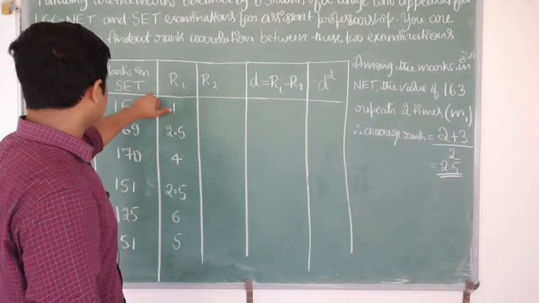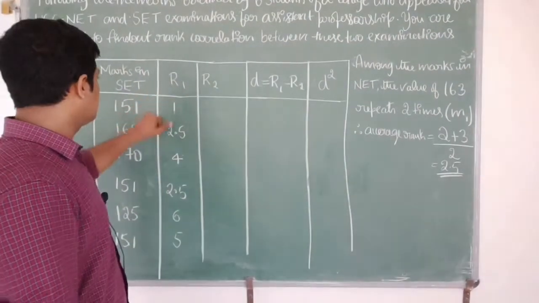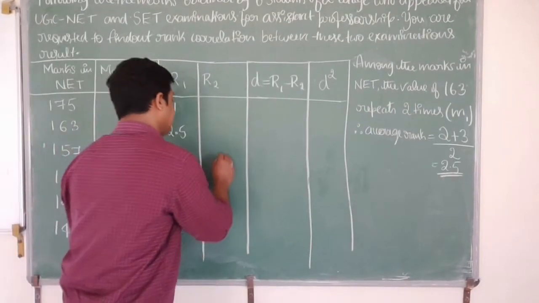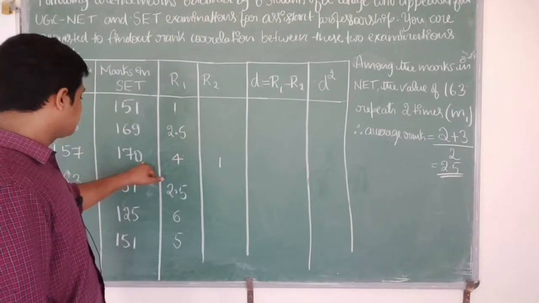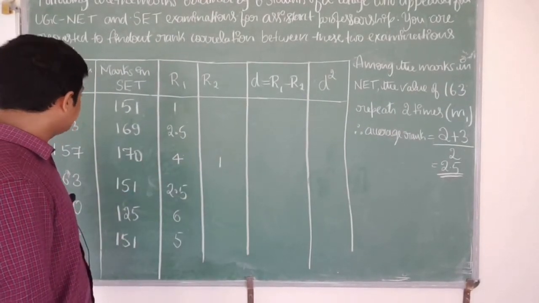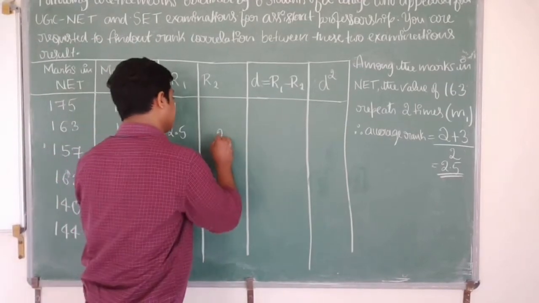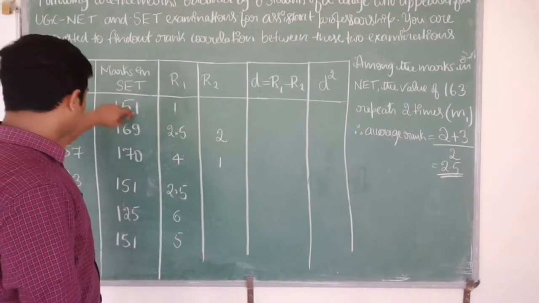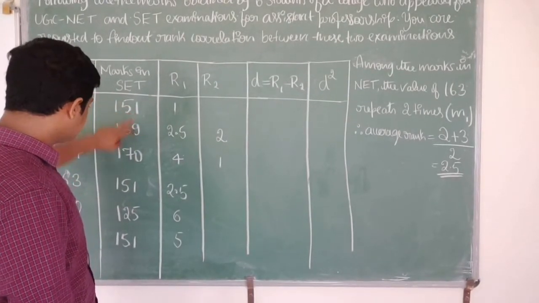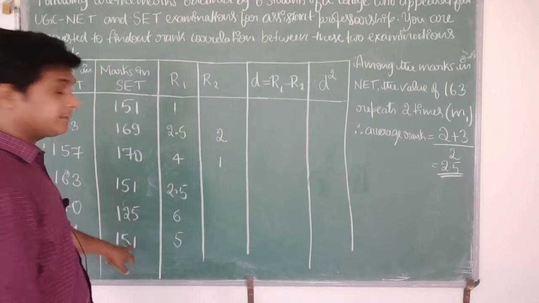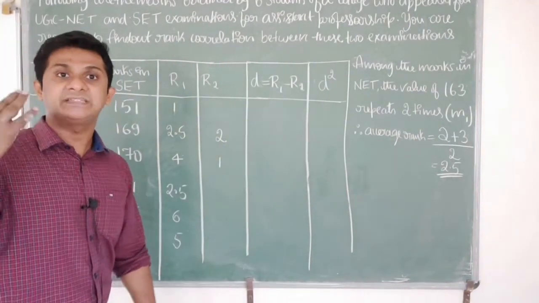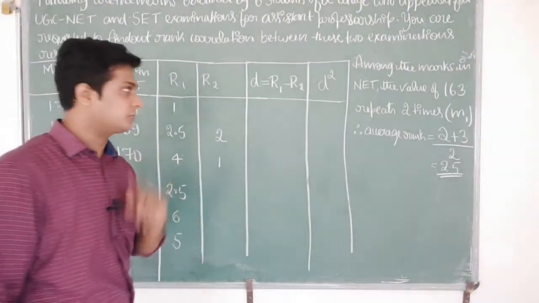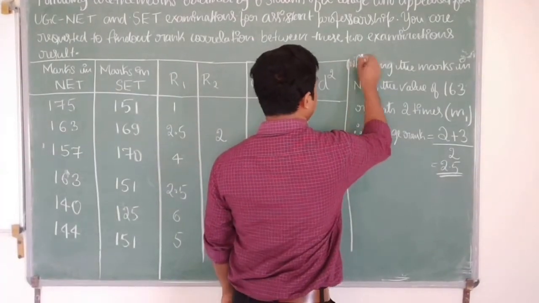Let me consider the second case, that is marks in SET. So again same thing, find the highest value. Highest value is 170. So I'll allot first rank to the students who have obtained 170. Next highest is 169, so that is second rank. Next highest is 151. Okay, 151 has repeated thrice, 3 times. Now I have to allot the rank, the average of the rank I am supposed to allot. So this is my first case of repeated rank.